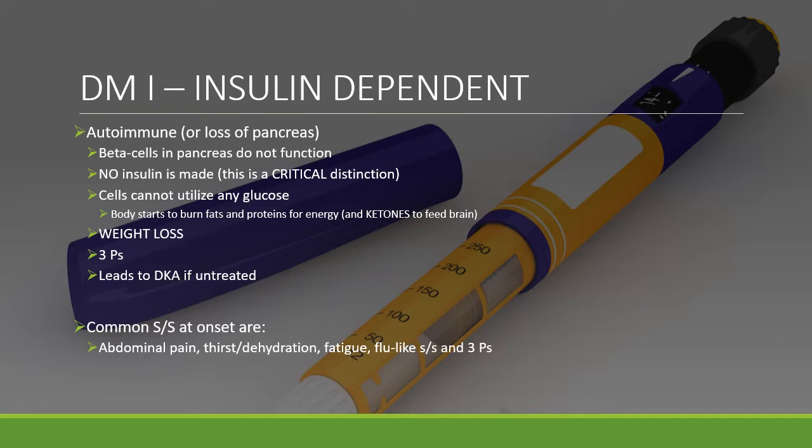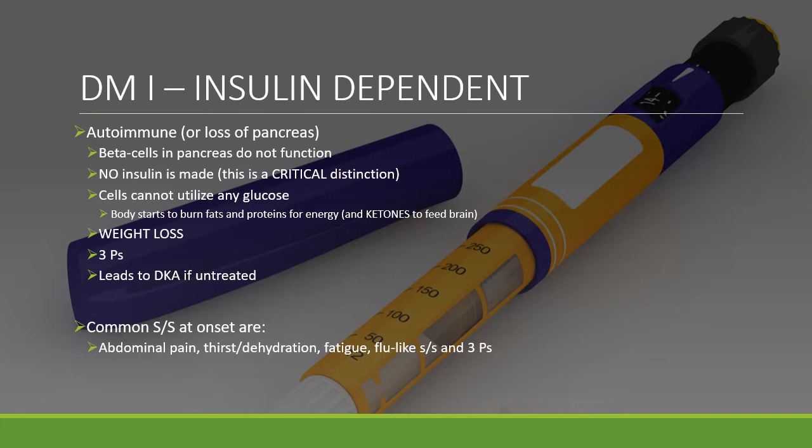In this case, the beta cells are not functioning in the pancreas, and so no insulin is made. And this really is the critical distinction between type 1 and type 2 diabetes. A patient who has type 2 diabetes can use insulin, but the patient who has type 1 diabetes is 100% dependent on insulin for life.